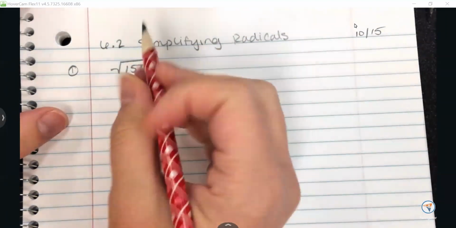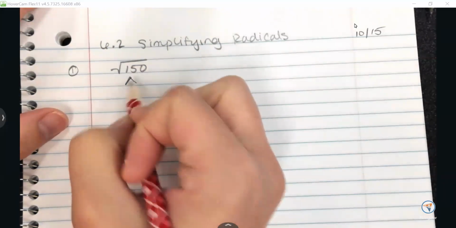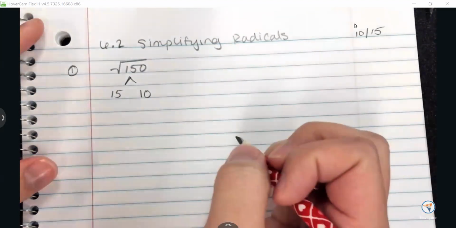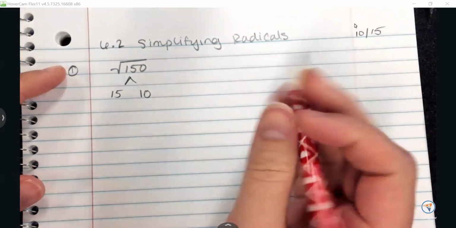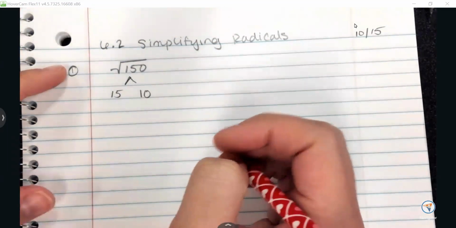I'm going to break it down into its prime numbers. So any two things that multiply to give me 150. So I can have 15 and 10. What else could I have had? 25 and 6. No, 150 and 1. That defeats the purpose of breaking down 150. Could have had 50 and 3, right? So I could have had a bunch of different things.